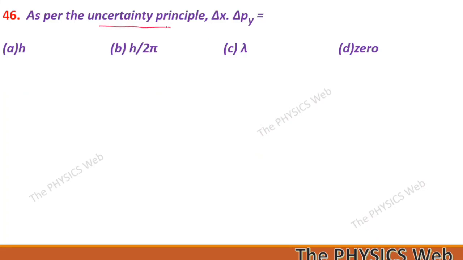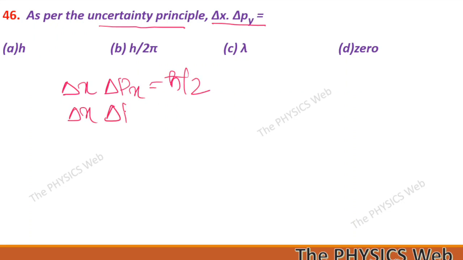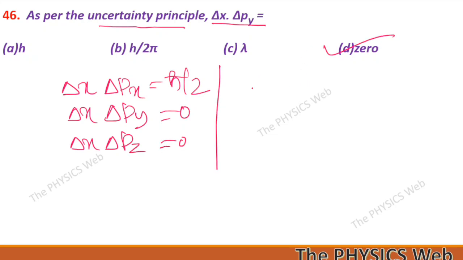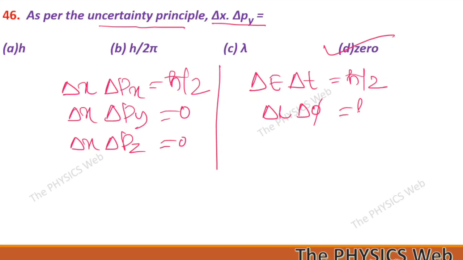As per the uncertainty principle, del x del py equals. From the uncertainty principle, we know del x del px equals h cut by 2, but del x del py will be 0. Similarly, del x del pz will be 0. So here the correct option will be D. Similarly, you should remember there is an uncertainty relation between energy and time, that is h cut by 2, and between angular momentum and polar angle phi, equal to h cut by 2.